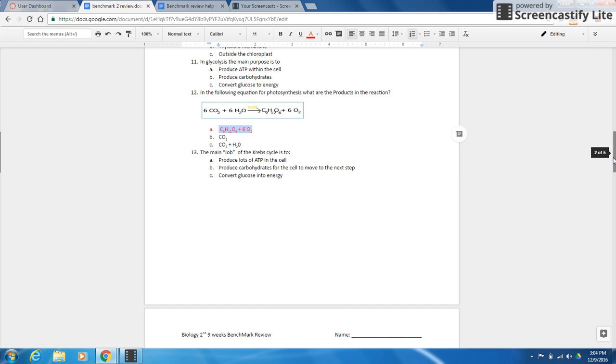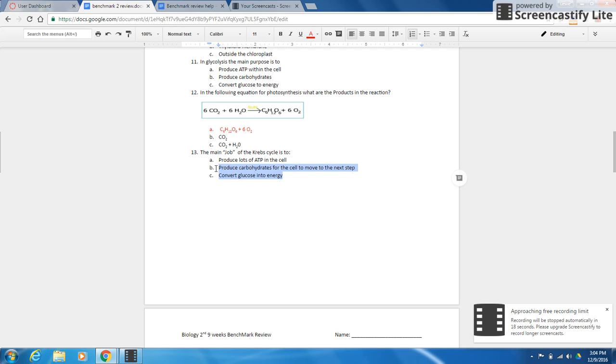Does it produce carbohydrates for the cell to move on to the next step? Is its main purpose to produce ATP in the cell? No, it produces 2. So it doesn't produce lots of anything. The main thing that we know is here. It produces carbohydrates for the cell to keep going to that next step, which is the electron transport chain.